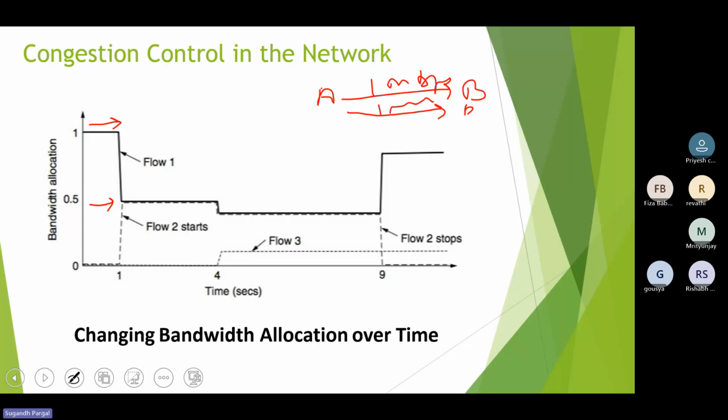Then again at time interval 4, there comes another flow with a very small flow amount, let's say 10 kbps.